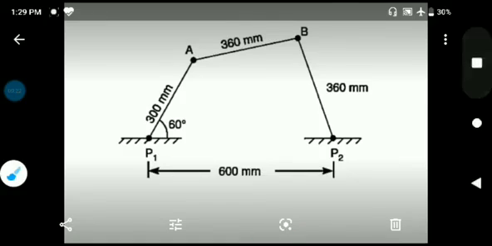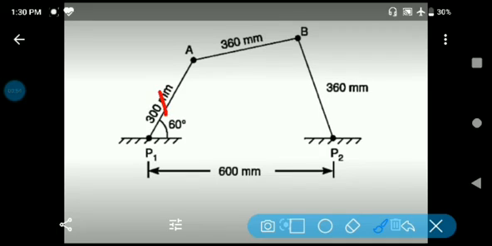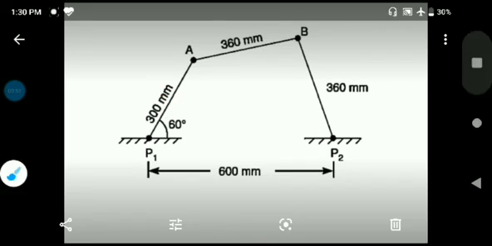So first you locate the fixed point, and then after locating the fixed point, it will be better that we first indicate or represent the normal component of acceleration. To draw the normal component of acceleration, you have to draw a line from the fixed point parallel to the link AP1 in the downward direction.